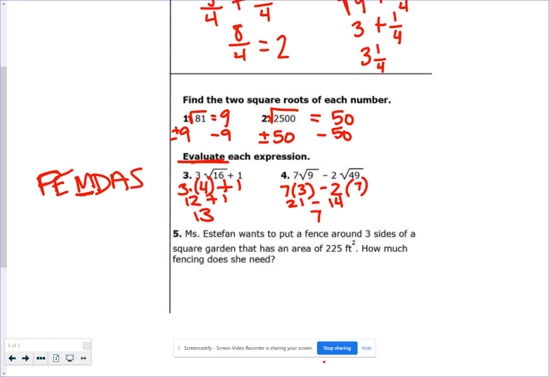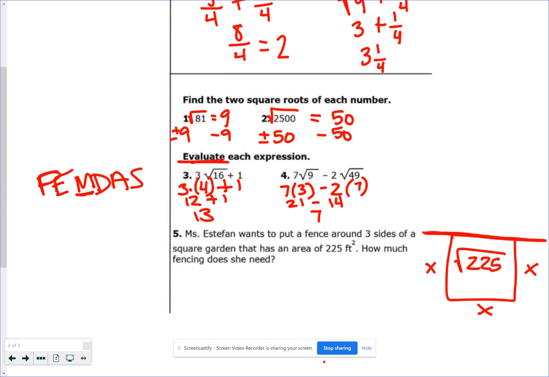Last one. Mr. Stefan wants to put a fence around 3 sides of a square garden that has an area of 225 feet squared. So she has a square garden and she wants to put fencing around 3 sides. Maybe there's a house on this side, so we're not going to include this side. We want this side, this side, and this side. So the whole thing is 225.